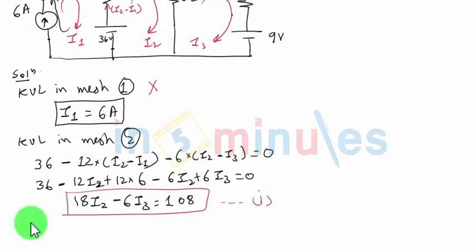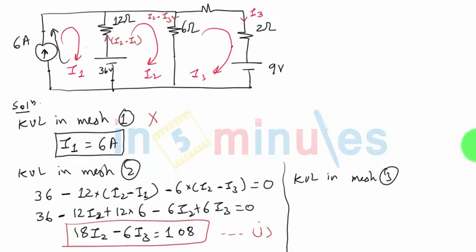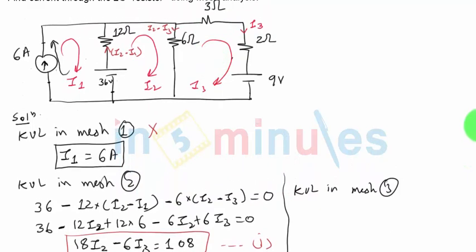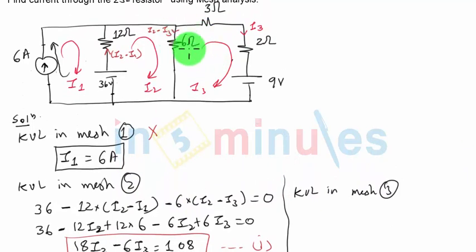Let us now apply KVL in mesh 3. Mesh 3 is this mesh. Let me start from this 6 ohm resistance first. This time we will write KVL with respect to I3. I3 is flowing in upward direction. I2 is flowing in downward direction.